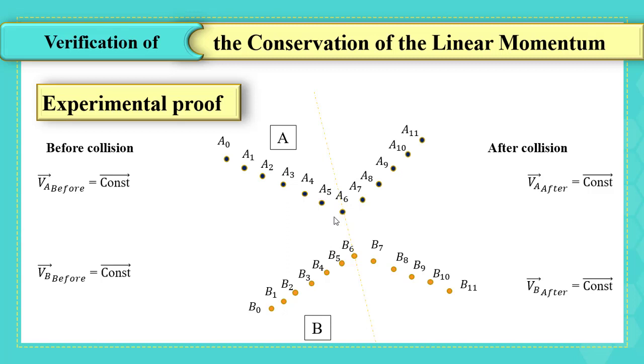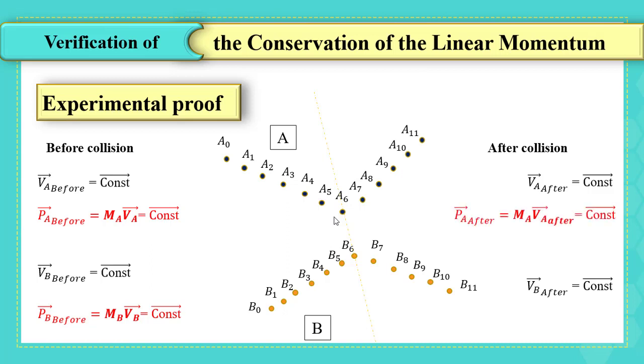We can then calculate the linear momentum of each puck. PA before, as a vector, equals MA VA vector, which is a constant vector. PB before equals MB VB vector, also a constant vector. PA after equals MA VA after as a vector, a constant vector. PB after also equals MB VB after as a vector, equal to a constant vector. So all these linear momenta are constant vectors since the velocity for each is constant.